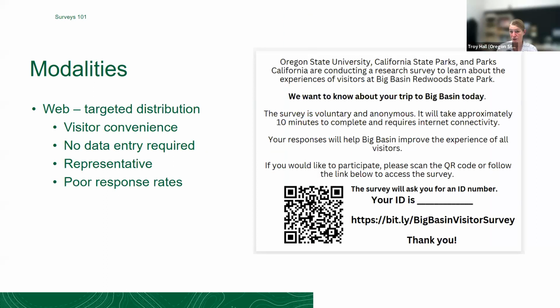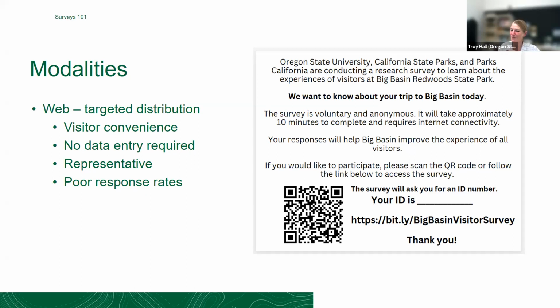So another way, rather than just putting a link out on a website, would be to give access to a web survey through targeted distribution. And this shows an example of what we did at Big Basin this summer. We had these cards with a QR code where we would be on site, and visitors who were turned away or visitors who were using the 15-minute parking spots could take this card, take it home, and we wrote an ID number on it so that we knew that we could track who was responding based on who we contacted on site, so we could understand what our sample looked like.